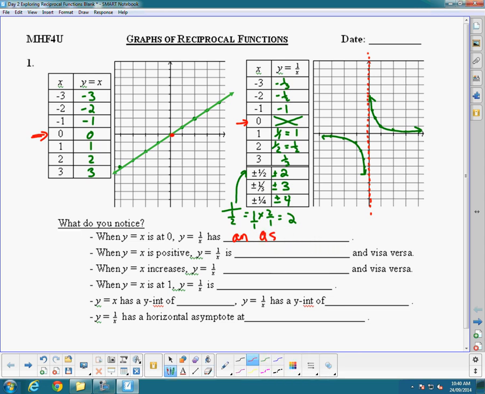An asymptote. Try not to giggle too much. Okay, then let's look at the original. When y equals x is positive, what is 1 over x doing? So here, over here, these are all positive values. Well, what about in the positive values over here? Well, of course they're positive, because if you take a number and divide it, if it was positive, it's still going to stay positive. And vice versa, if it's negative down here, if you take the reciprocal of a negative number, you still end up with negative numbers. It doesn't change the sign.